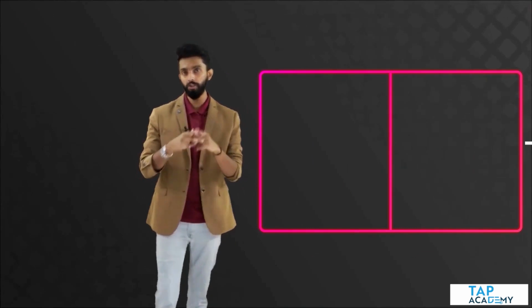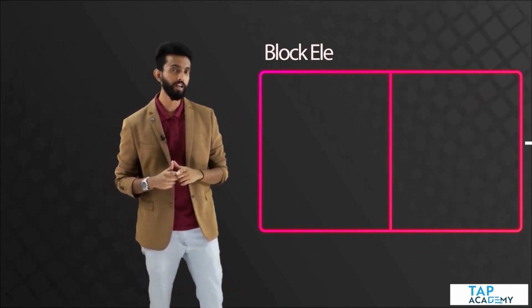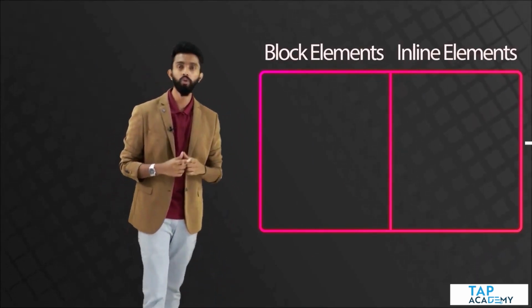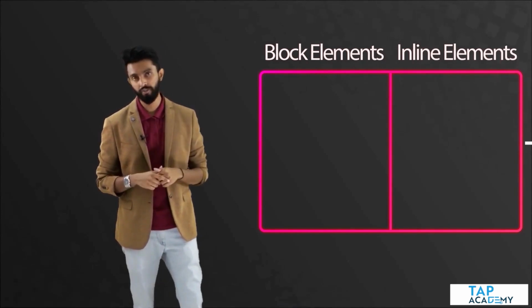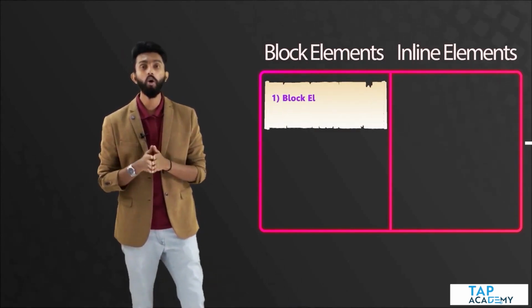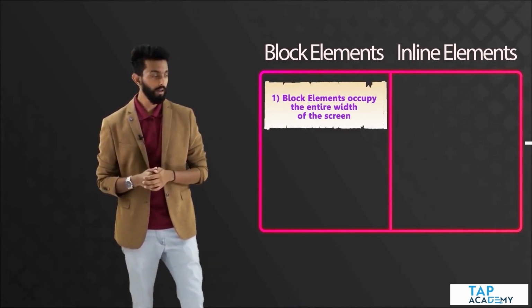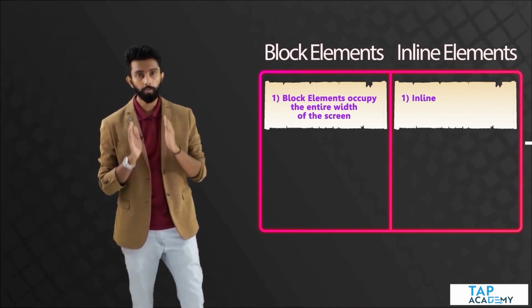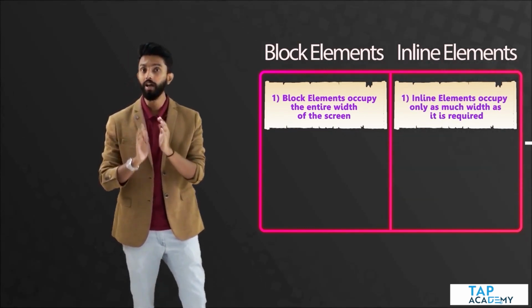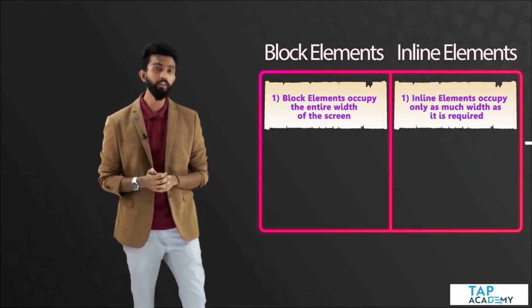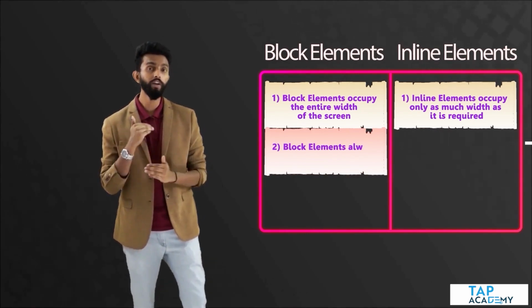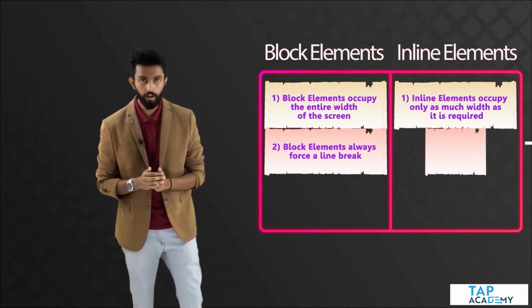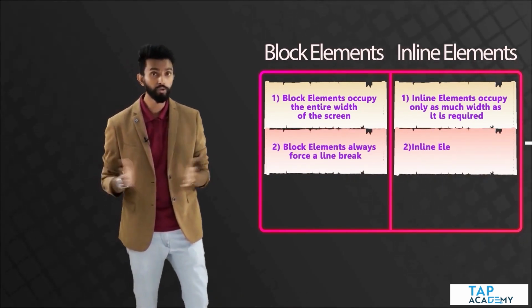To list out the differences, let me make two columns. The first column is block elements, the second column is inline elements. The first difference is that block elements occupy the entire width of the screen, whereas inline elements occupy only as much width as is required. The second difference is block elements always force a line break. Inline elements do not force a line break.